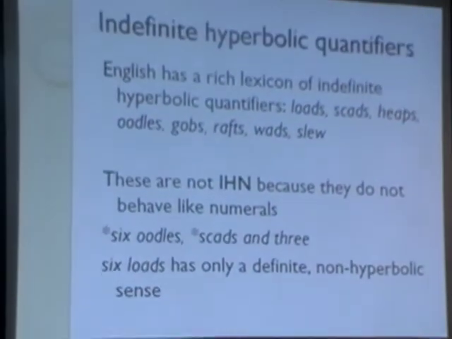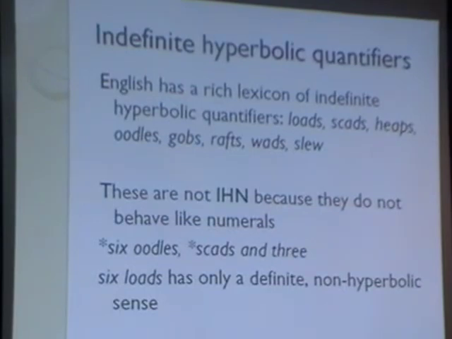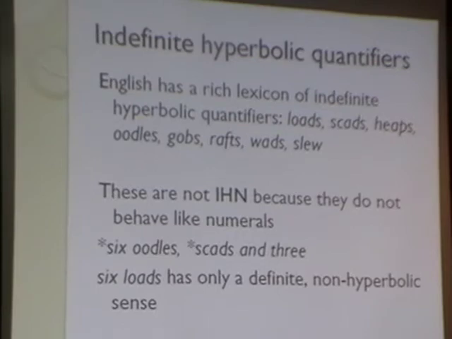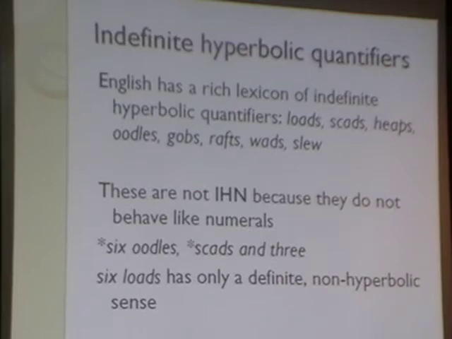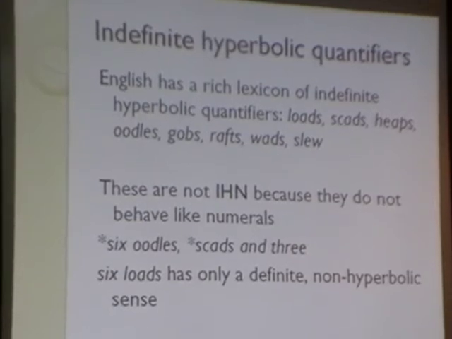Now, I want to contrast that with another set of words, which are indefinite hyperbolic quantifiers. These are words in English like loads, scads, heaps, oodles, but these are not IHN because they don't behave like numerals. You can't say 6 oodles. Either there's oodles or there aren't oodles. You can't have 6 oodles, but you can clearly have 6 zillion. And while you can say things like 6 loads, that can only be taken as having a definite reference. If you say 6 loads, that means something very different than saying loads and loads. 6 loads means that there are 6 of something, which are loads.